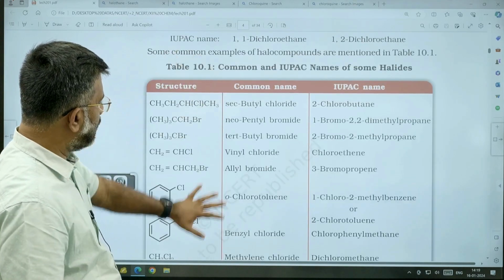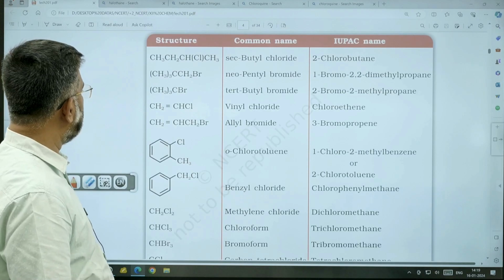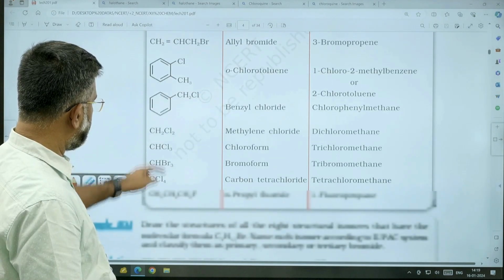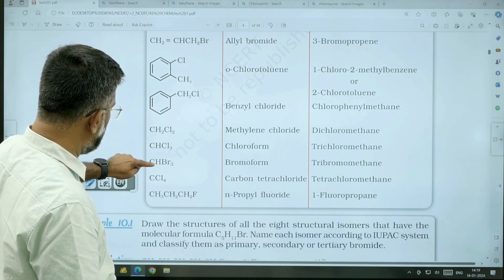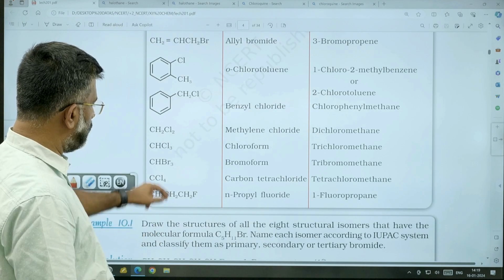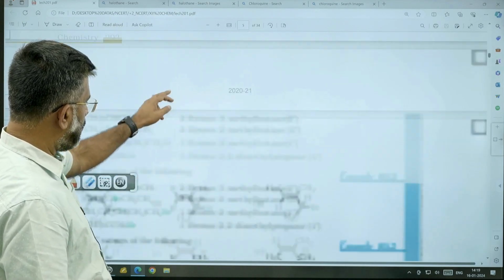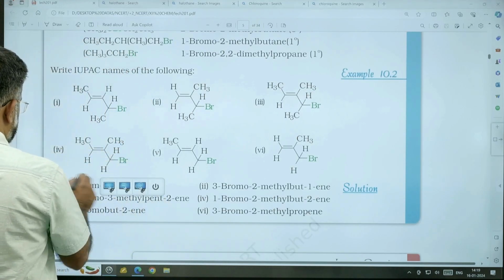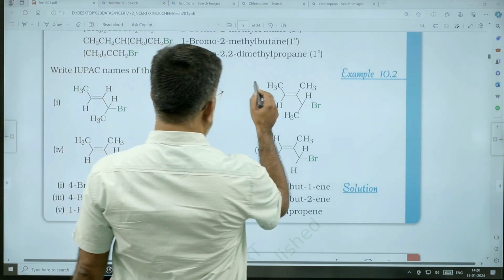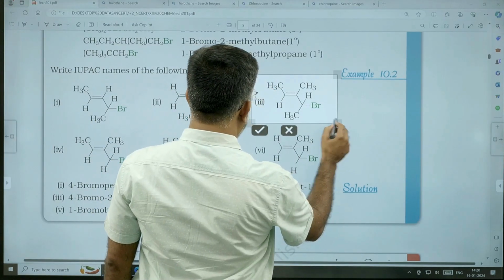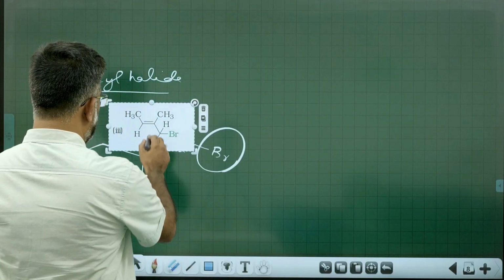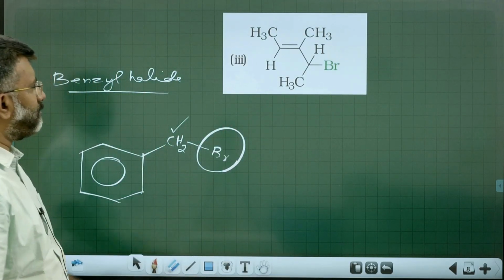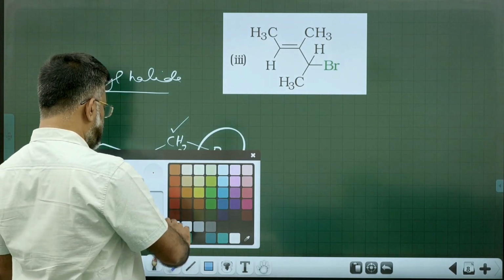There are some tabulated examples given. This is vinyl chloride, this is allyl bromide, this is dichloro, trichloro, tribromo, tetrafluoro, tetrachloro. And some examples are given like this, you must try. For example, how can we identify the IUPAC nomenclature of this molecule? As the molecule is drawn, it may sometimes be a bit confusing, but it is very simple to solve.